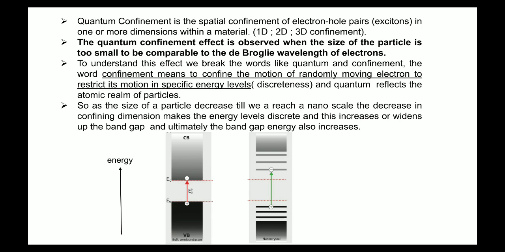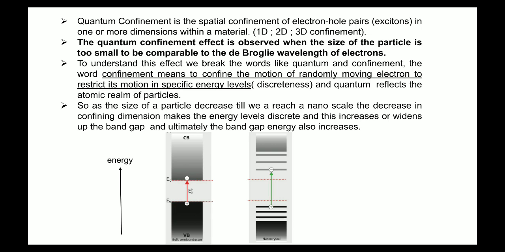Depending upon that, the electron-hole pairs start to confine. The quantum confinement effect is observed when the size of the particle becomes too small, comparable to the de Broglie wavelength of electrons. This effect is observed only after a particular size. It is not that if the size of the material is just below 100 nanometers, we start to observe quantum confinement. No. For each material, depending upon the type or nature of the material, this confinement will be observed at a different dimension.